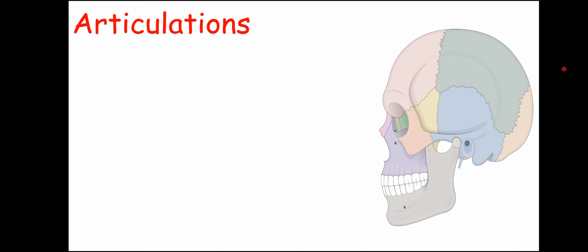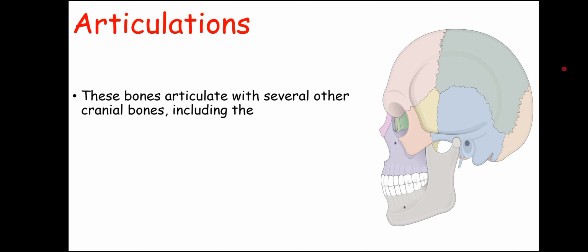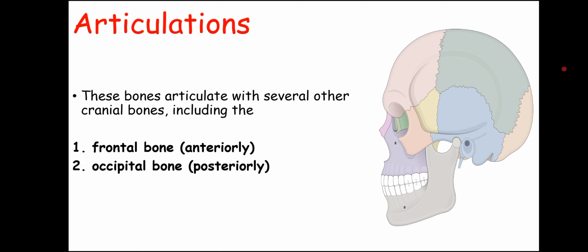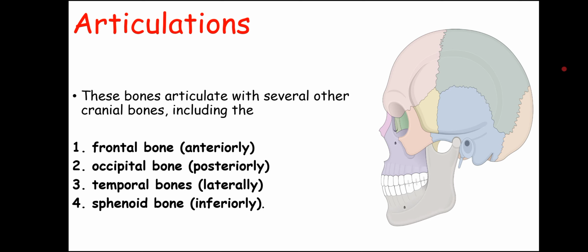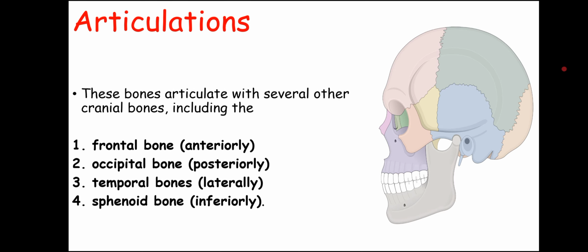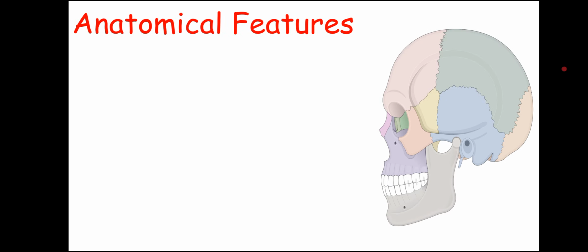Now let's talk about the articulation of the parietal bone. These bones articulate with several other cranial bones, including the frontal bone, as it articulates anteriorly with the frontal bone. It articulates posteriorly with the occipital bone. It articulates laterally with the temporal bone and inferiorly with the sphenoid bone. So this was all about its articulation.